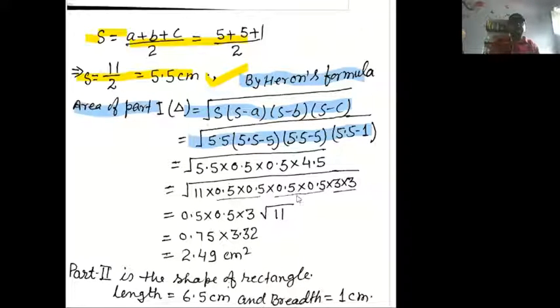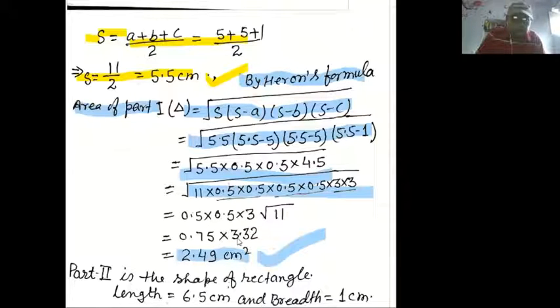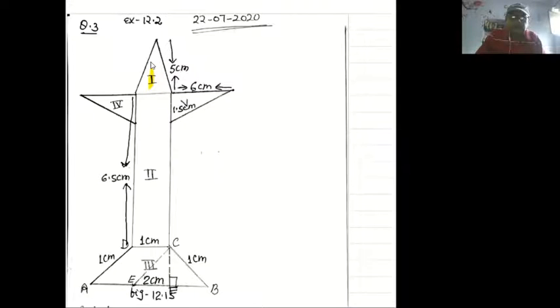Finding their prime factors, you will get 2.49 centimeter square. This is the area of part 1, the triangle.